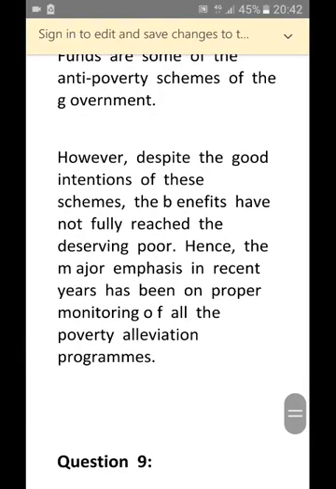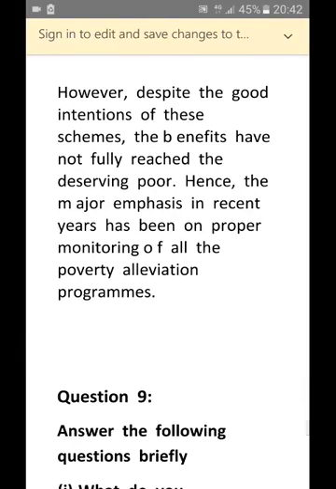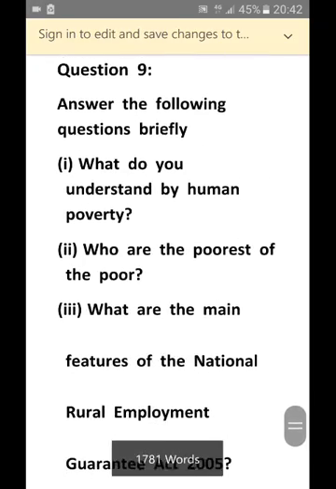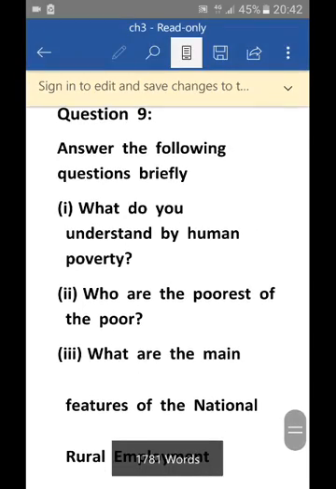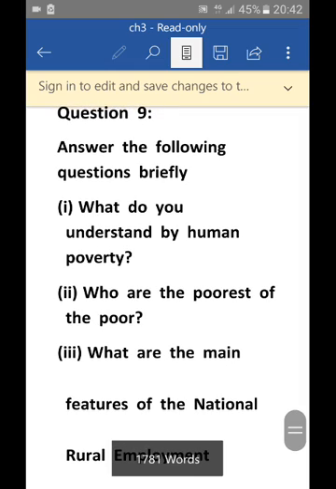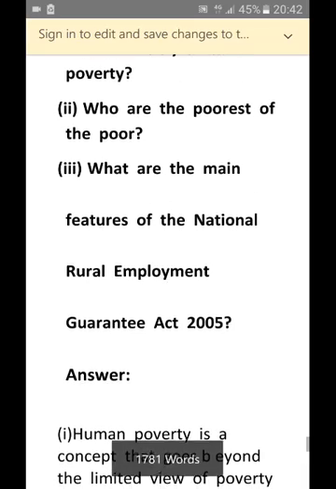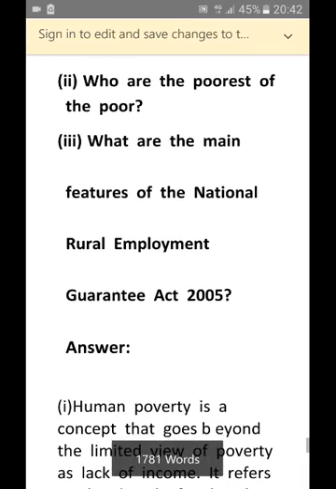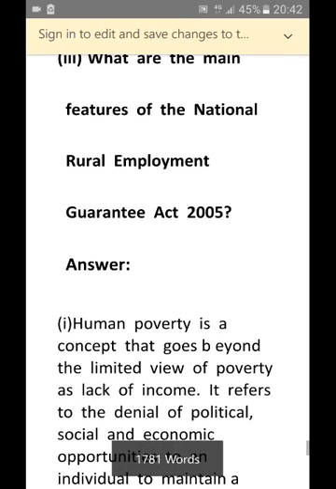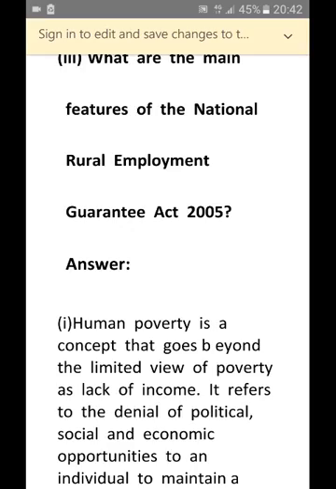However, despite the good intention of these schemes, the benefits have not fully reached the deserving poor. Hence, the major emphasis in recent years has been on proper monitoring of all the poverty alleviation programs. Now, the ninth question. Answer the following questions briefly. First, what do you understand by human poverty? Second, who are the poorest of the poor? And third, what are the main features of the National Rural Employment Guarantee Act 2005?